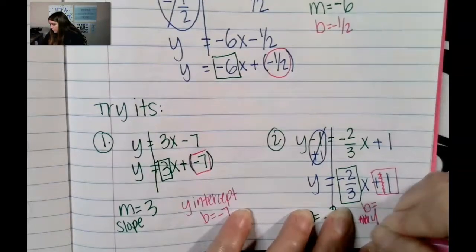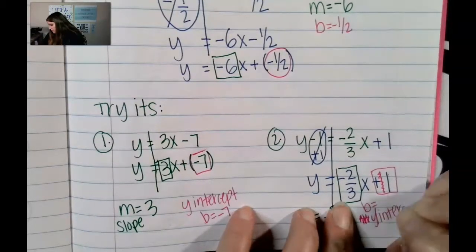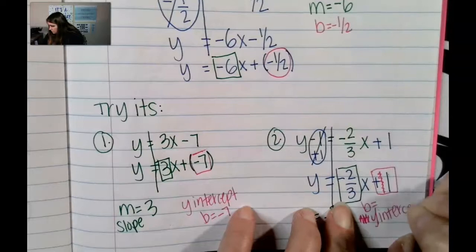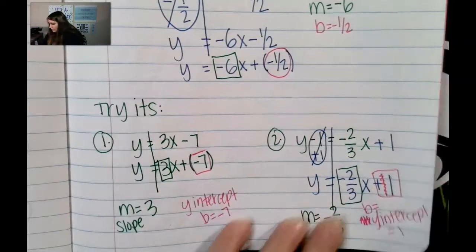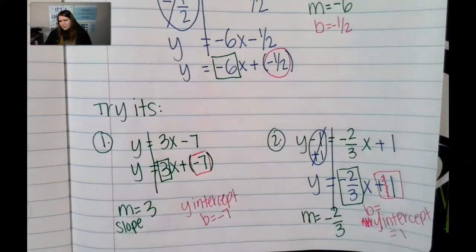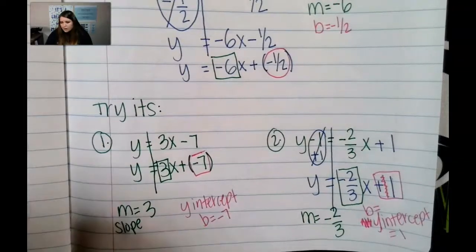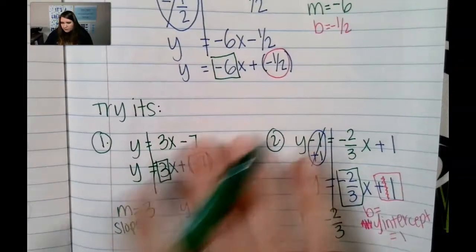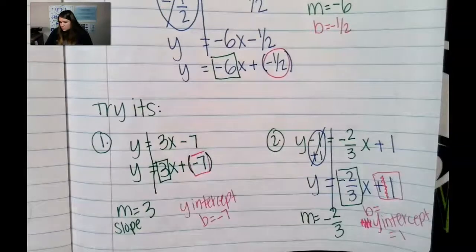Or let me just rewrite this. Y-intercept equals 1. Okay, there we go. Sorry, that one got kind of crazy. I apologize for that. All right, down below, I would like for you to please answer your essential question.